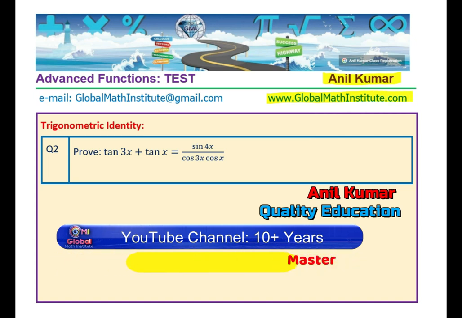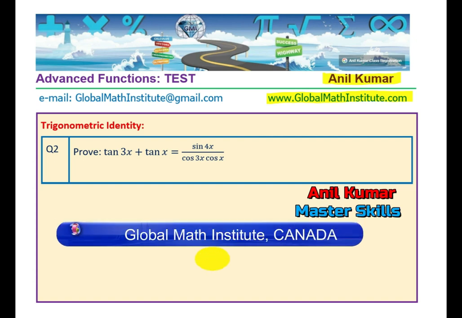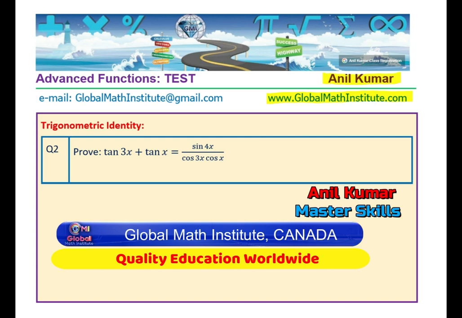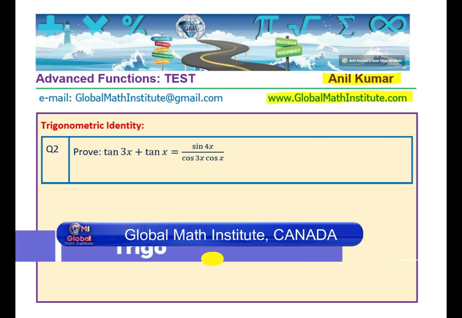We are taking test questions here. This is pre-calculus course. We need to prove a trigonometric identity, which is tan 3x plus tan x equals to sine 4x over cos 3x cos x.